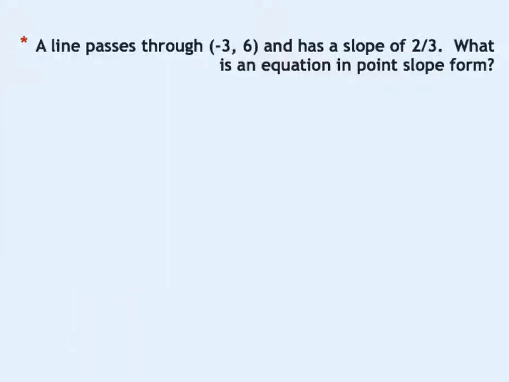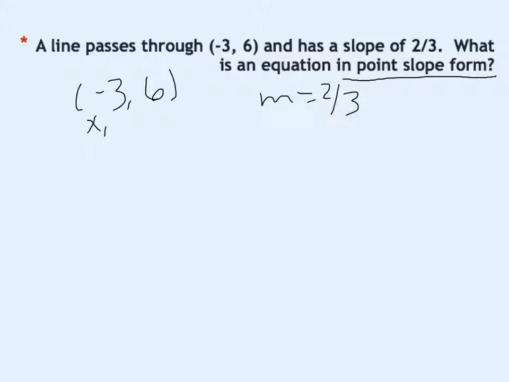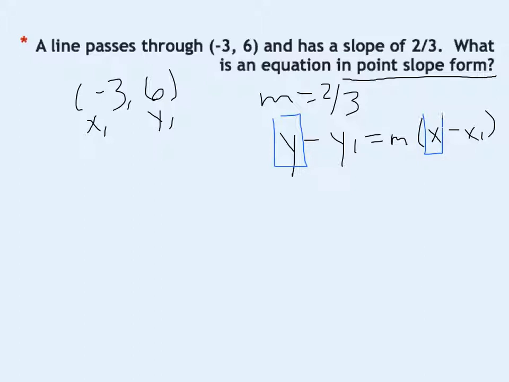So I want to write an equation in point-slope form because it's telling me to write it in point-slope form. I have the point (-3, 6), and I also have my slope of 2/3. So my point would be my x1, y1. If you look at your notes, your point-slope form is y minus y1 is equal to your slope, and then in parentheses x minus x1. The key here is this y and this x stay as y and x. You always need a representation of both your x and y for any equation.